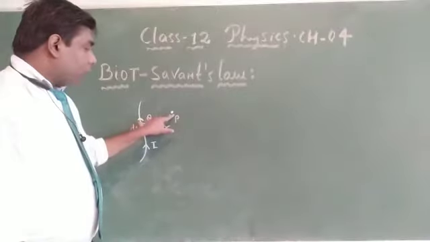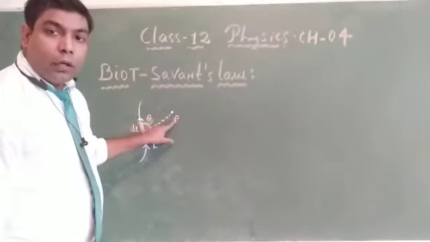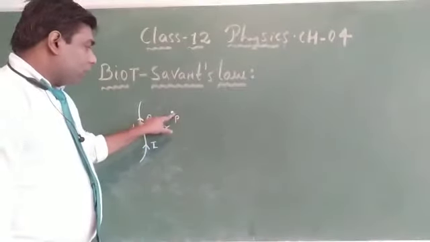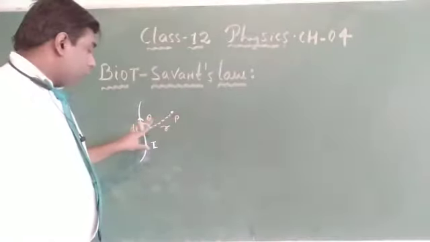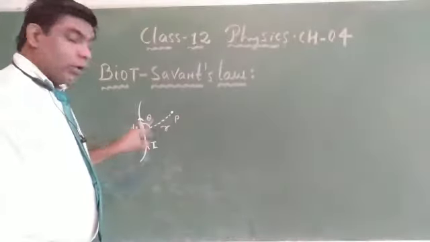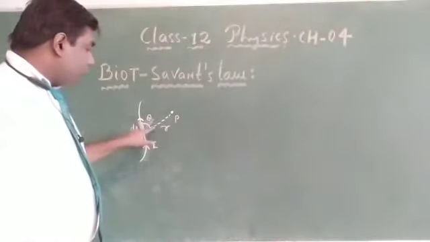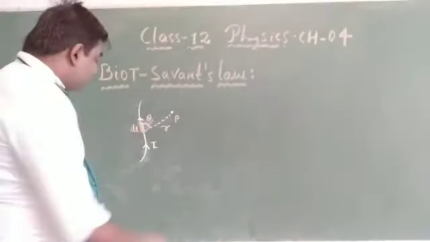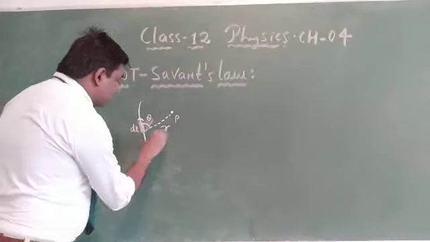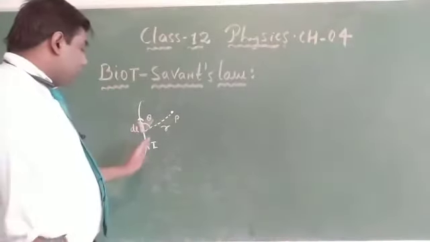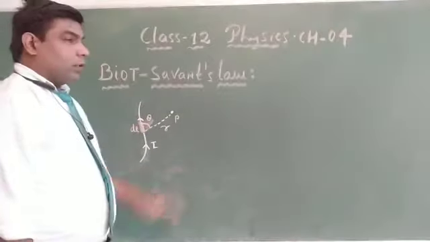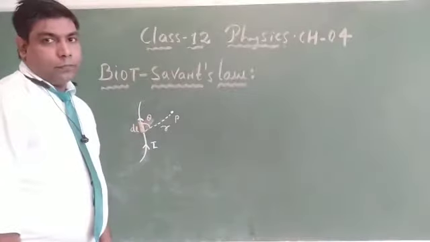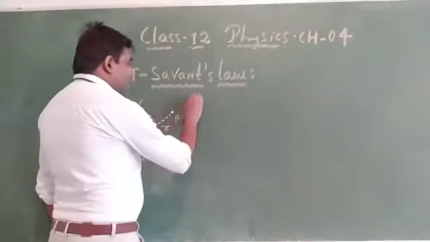Now let us consider another point, a point P, where we have to find the strength of the magnetic field, and let us say this point P is situated at a distance r from this small element dl, and the angle between r and dl is theta. This dl is the direction of the current, so the angle between the direction of the current and the distance r is theta. These are the assumptions.